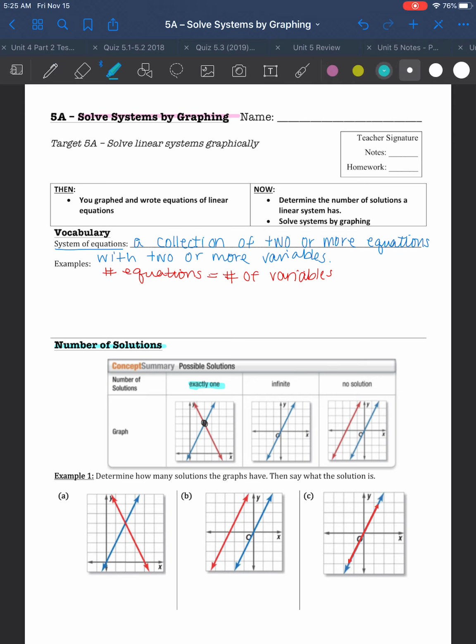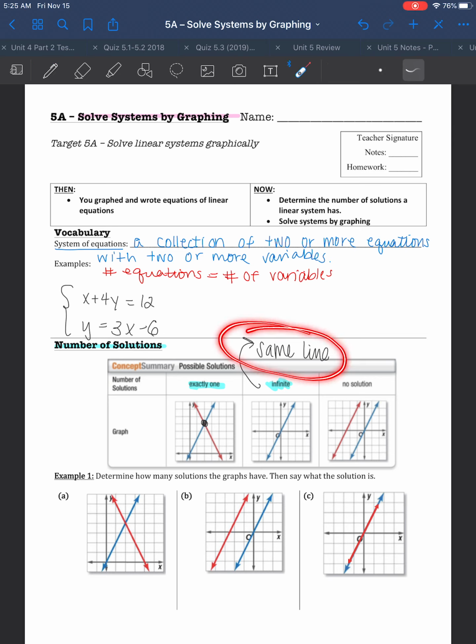The other option is infinitely many solutions. That is where we have the same line. For an example of your system, you could have x plus 4y equals 12 and y equals 3x minus 6, where you have 2 equations and an x and a y. In order to have the same line, when you solve these both for y, you have the same equation, so it would be the same line.